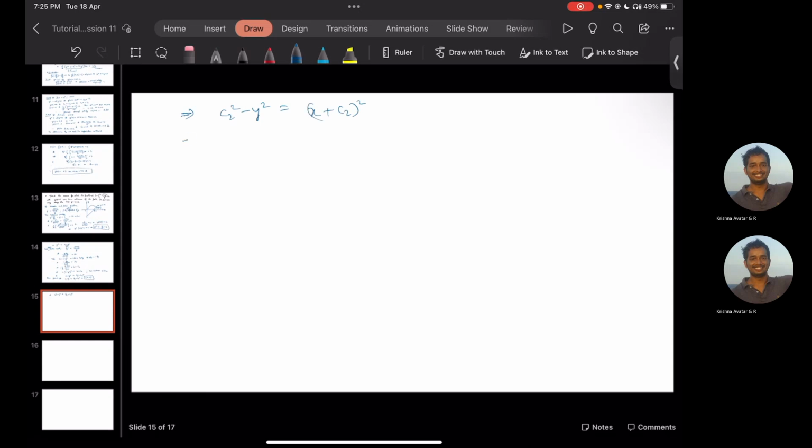minus y squared equals x squared plus 2 c2 x. This cancels out, and this leaves us with y squared is equal to minus 2 c2 x minus x squared. Therefore, y is equal to root over minus 2 c2 x minus x squared. C2 needs to be 0.5. Now we need to invoke what we call the transversality condition, right?